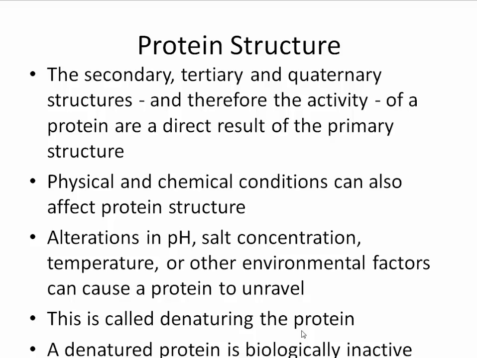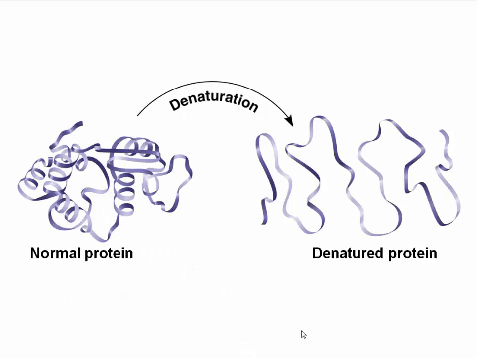Things like if you change the pH, if you change the concentration, the temperature, or any other environmental factors, the protein will unravel. It will denature. And if you denature it, it becomes biologically inactive. So here is a normal protein on the left and a denatured or unraveled protein on the right, and you can see that it can't do what it was supposed to do because it's no longer held together by those bonds, and so it's kind of like all over the place.